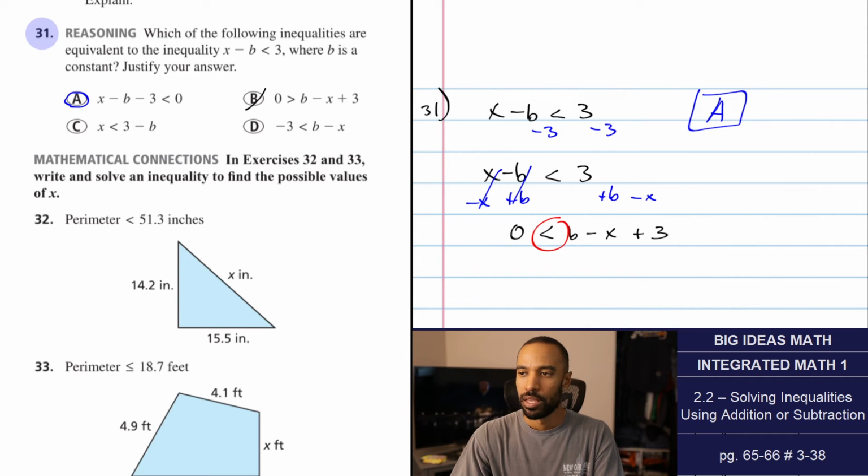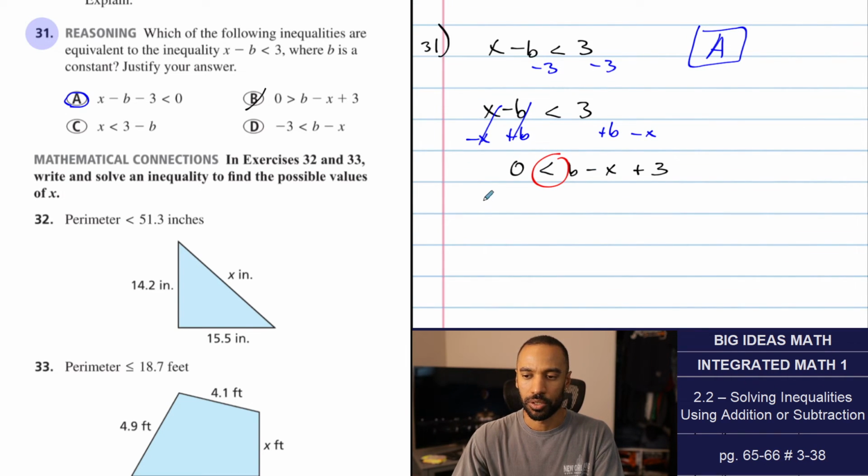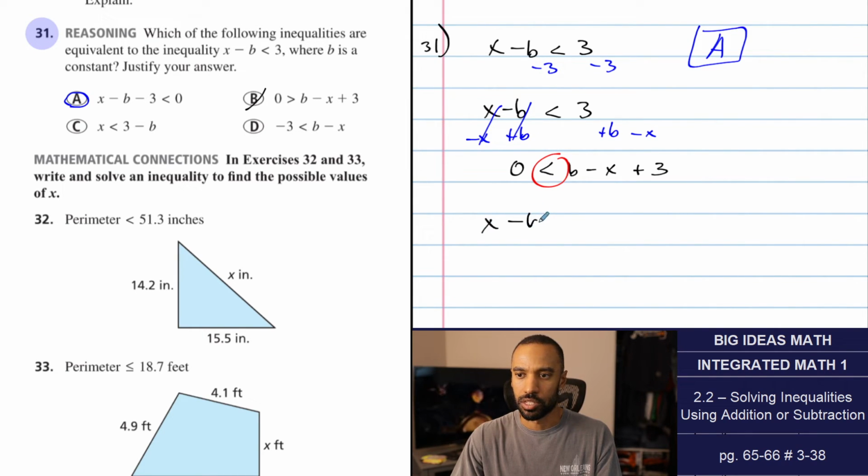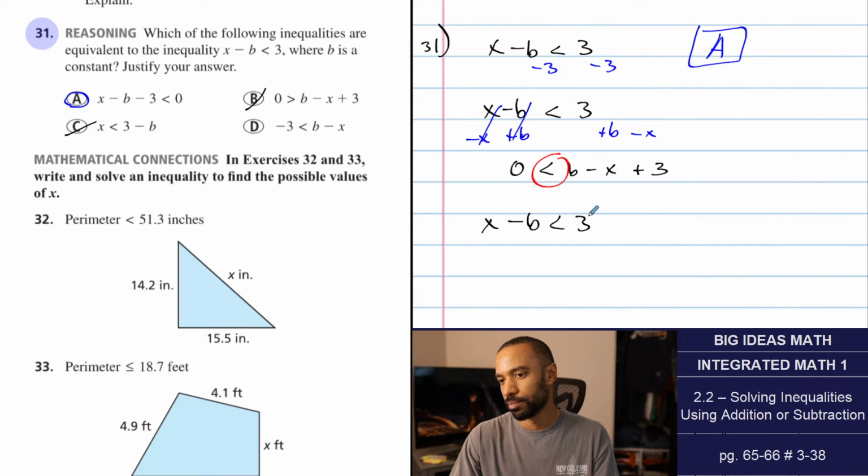It's not B. C, I don't know if A is the only answer. C says x, hold on, let's start with this original. X is less than 3 minus b. Now, I don't know how to get to that because if I move b over, I add it over. So it's not going to be C. I'm just going to leave that one out. And then D says negative 3 is less than b minus x.